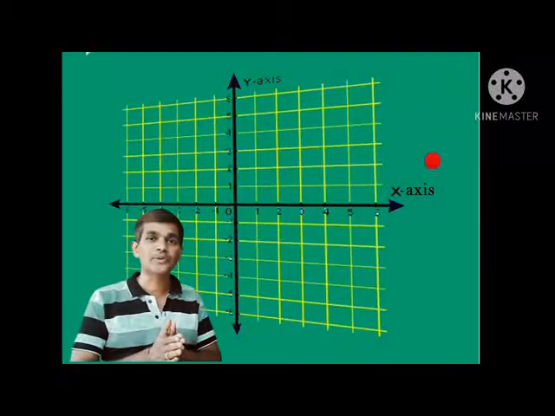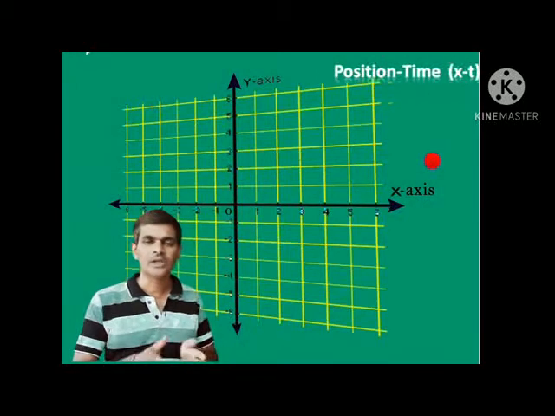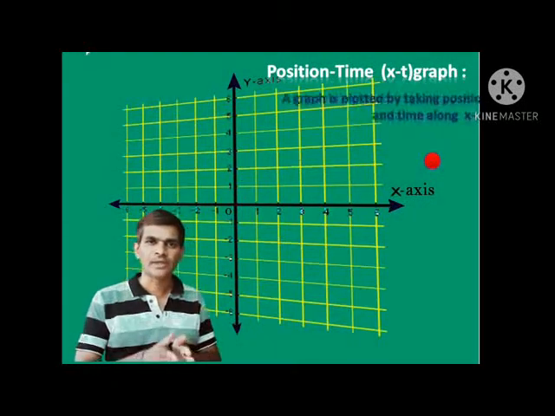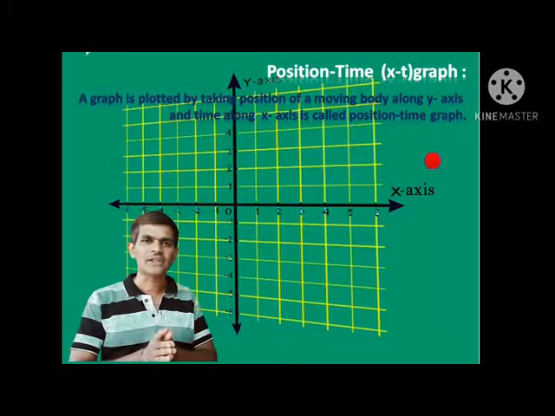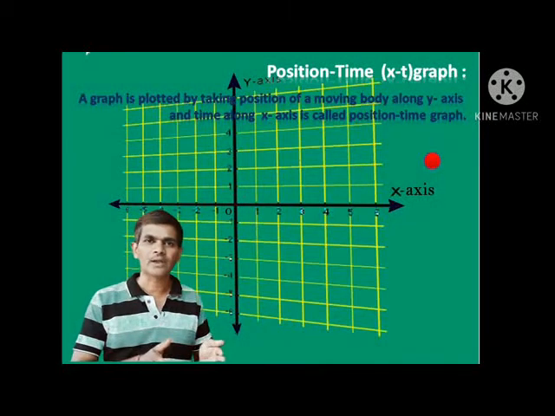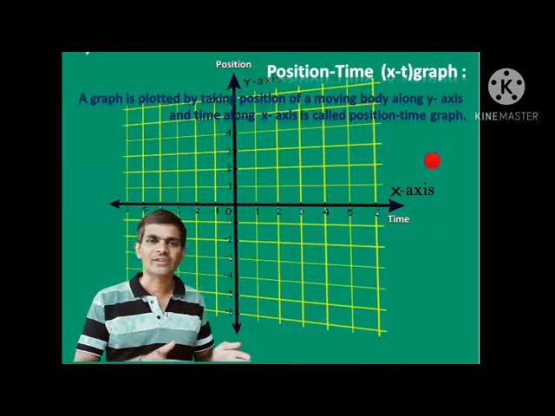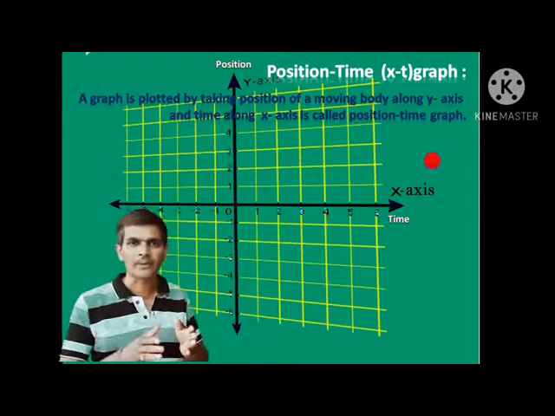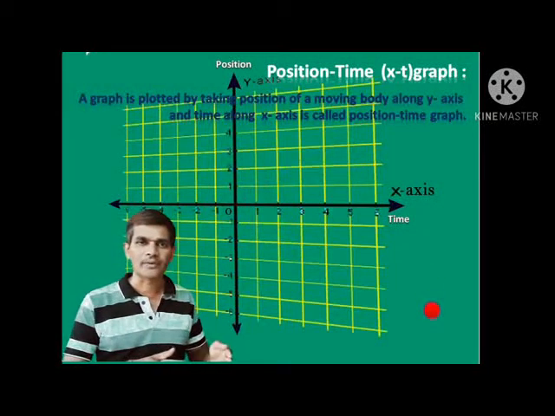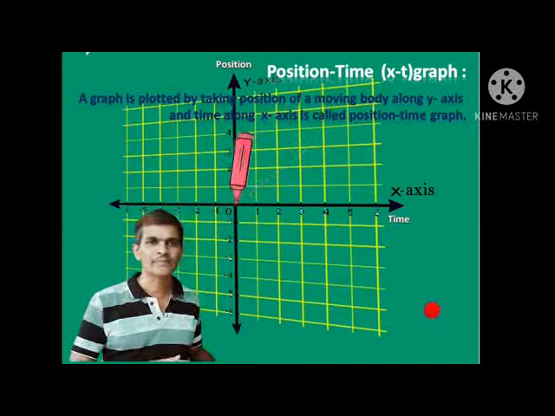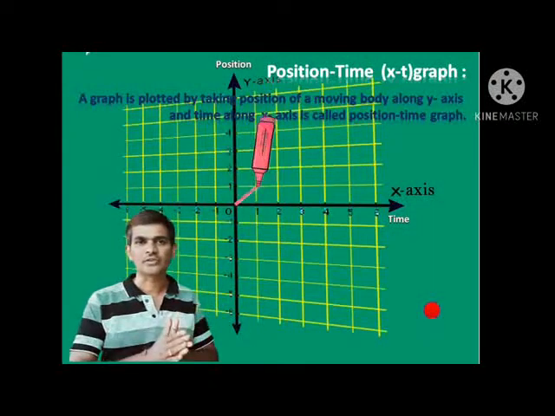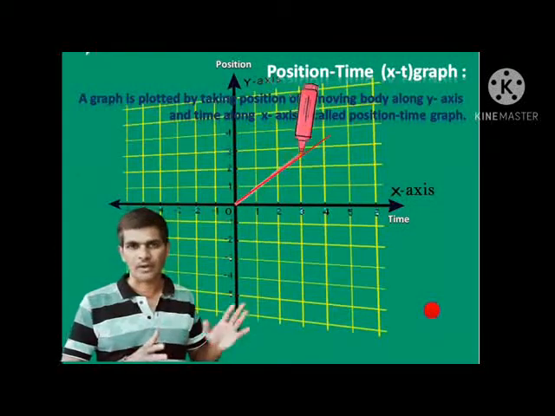Next, we have a position time graph. For a moving body, how do we draw a position time graph? A graph drawn by taking the position of the body along the y-axis and time along the x-axis is called a position time graph.